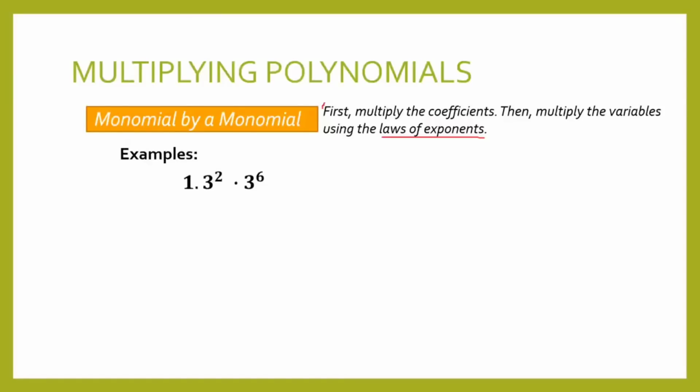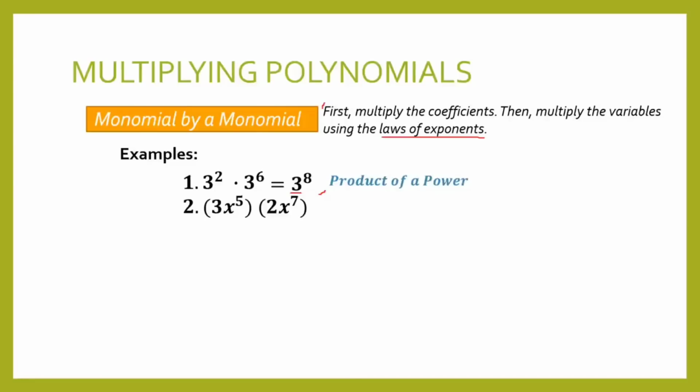we have 3 squared times 3 raised to 6. So for us to find the product of this, we use product of a power. In product of a power, we simply copy our base, which is 3, and then add our exponents, which is 2 and 6. So 2 plus 6 is equal to 8. That's why the final answer is 3 raised to 8. Here is the next example.